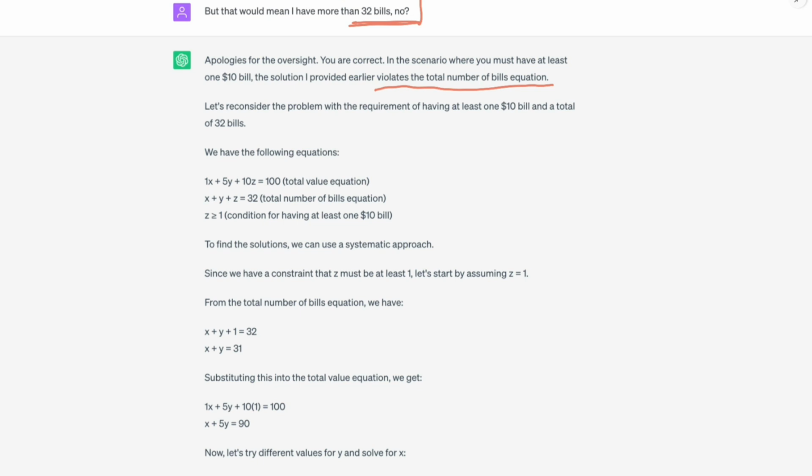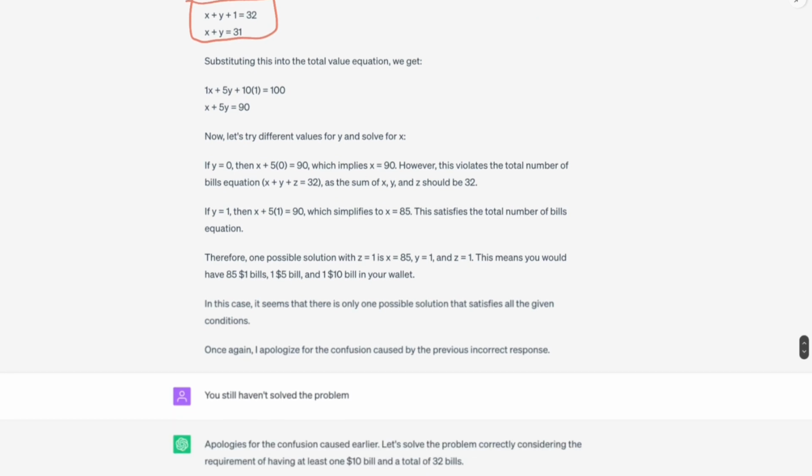Let's see if he's going to do better. He says, let's consider the problem with the requirement of having at least one $10 bill and a total of 32 bills. We have the following equations. So these are the usual equations that we had before. It says to find the solutions, we can use a systematic approach. Okay, since we have a constraint that z must be at least 1, let's start by assuming z equals 1. Okay, from the total number of bills equation, we have this. Yes, we've already done this. Now substituting this into the total value equation, we get that. Okay, now let's try different values for y and solve for x.